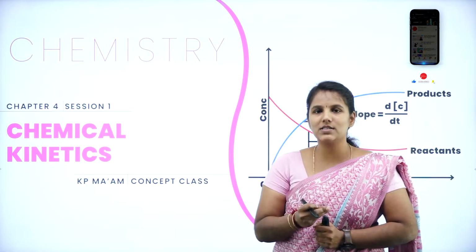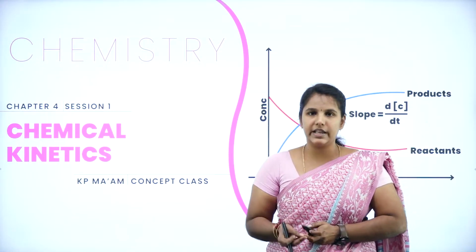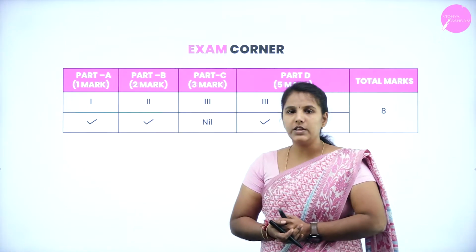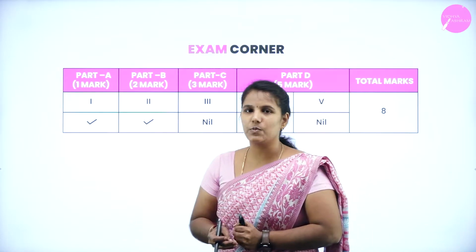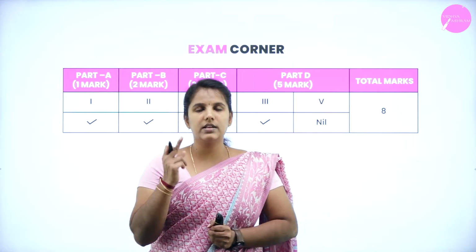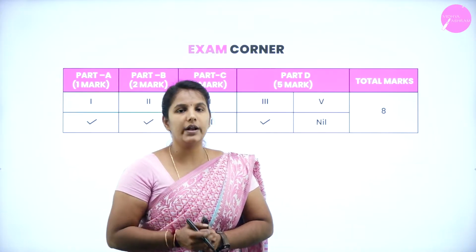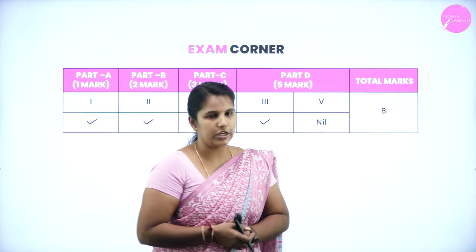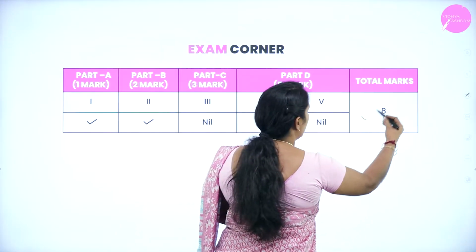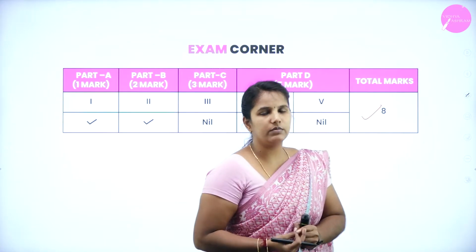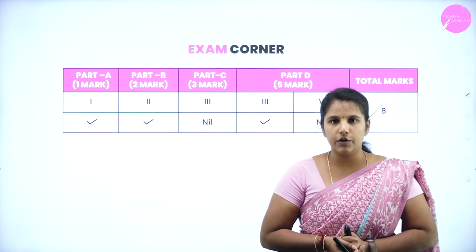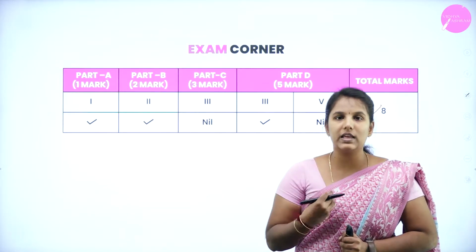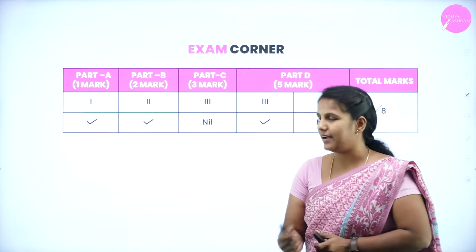Before going to discuss this unit, let's see the weightage of this unit. From this unit, we can easily expect 8 marks. There is a 1 mark question, a 2 mark question, and a 5 mark question, and totally we can expect 8 marks from this unit. It is one of the easiest units where you can easily get 8 on 8.